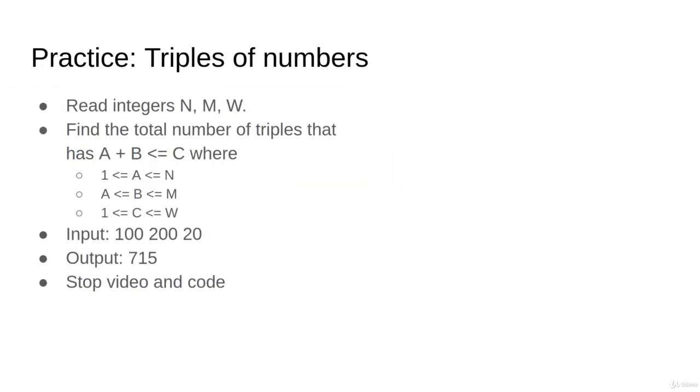Let's move to another challenge, a very similar idea to the previous one. We will read 3 integers n, m, and w, and we would like to find the total number of triples a, b, c such that a plus b is less than or equal to c, a from 1 to n, b from a to m, and c from 1 to w. Again, this is a valid test case. Try to stop the video, make it first the slow way, and then let's think about the fast way.